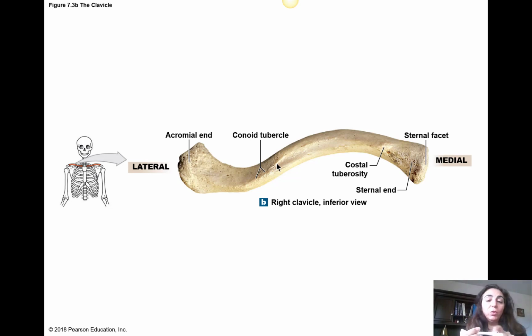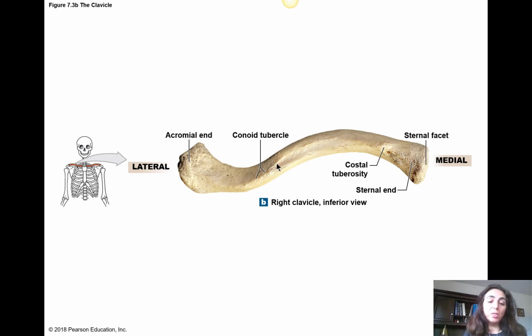Near that, on the inferior side, you see that you have a groove here. You may not see it very well here; it depends on how well you see this bone, but at least you can see the whole picture. On the side of the acromial end and near to that, on the inferior side where you have a groove, you have the conoid tubercle. Sometimes they call it conoid process. So that's the same here. And on the other end, you have the costal tuberosity.